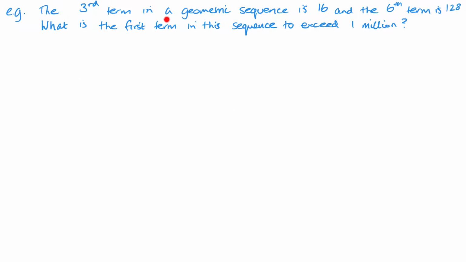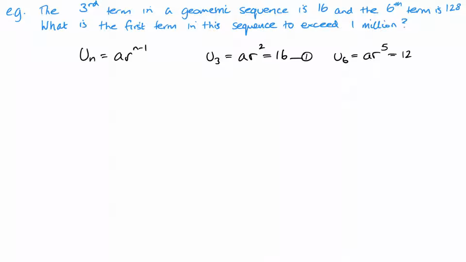The third term in a geometric sequence is 16, and the sixth term is 128. What is the first term in the sequence to exceed 1 million? So the first thing, we need to know the nth term. So we know, if I put it down again, and like I've said in previous videos, always write stuff down. The more you write it down, the more you're going to remember it. So we want the third term, which is ar squared, and that is going to be 16. And then we want the sixth term, which is ar to the power 5, and that is 128.